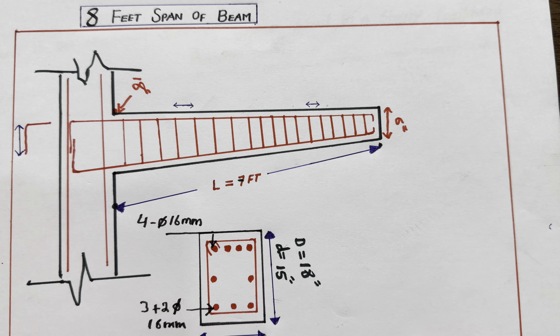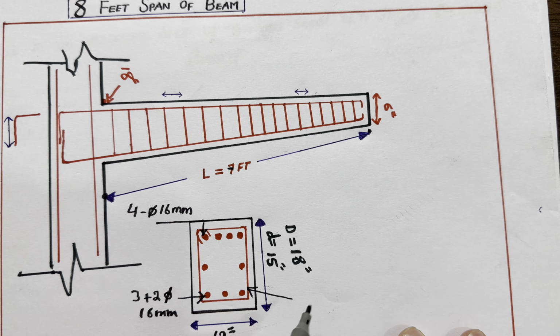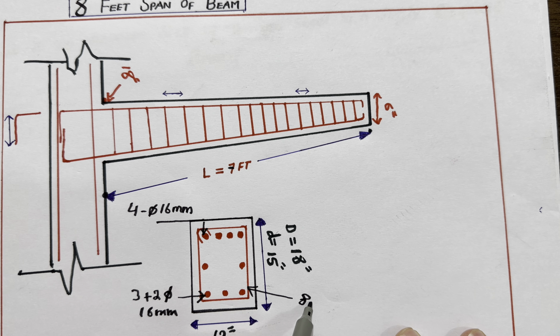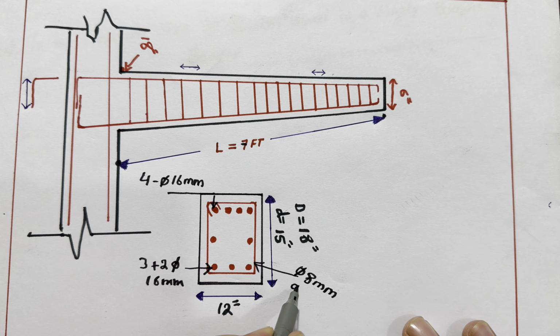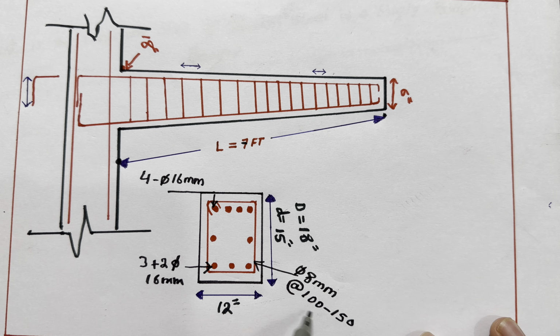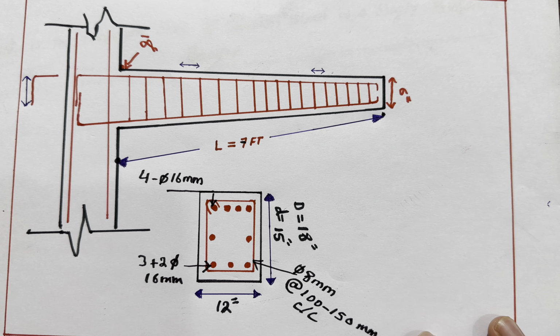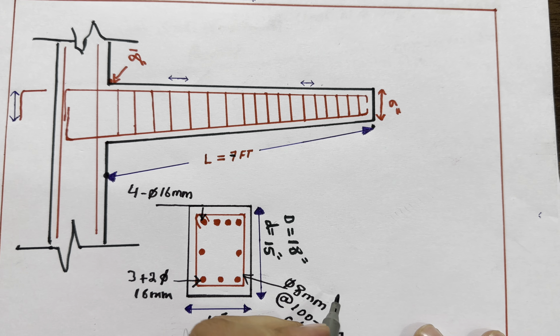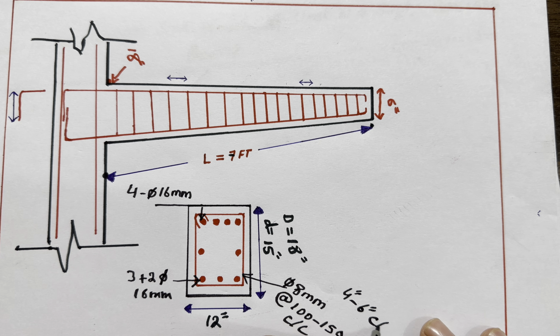Next guys, for the stirrup dia, you can normally keep 8 millimeter with a spacing of 100 to 150 millimeter center to center. We have 2 spacings, so you can say from 4 inches to 6 inches center to center.